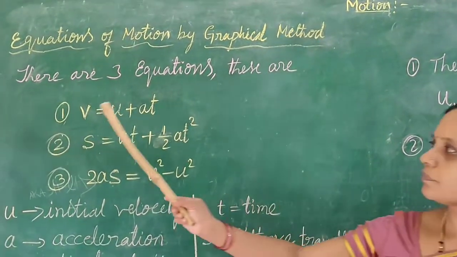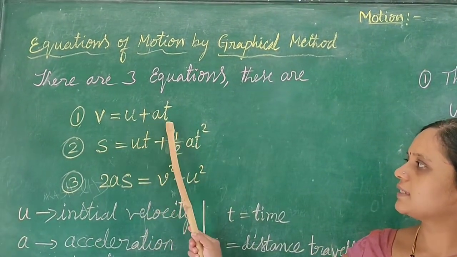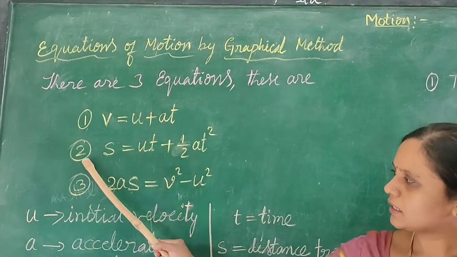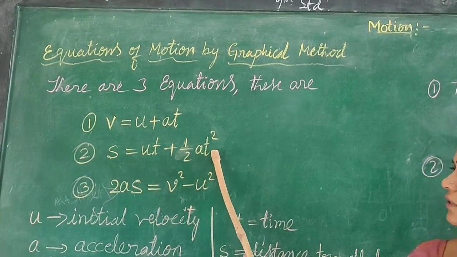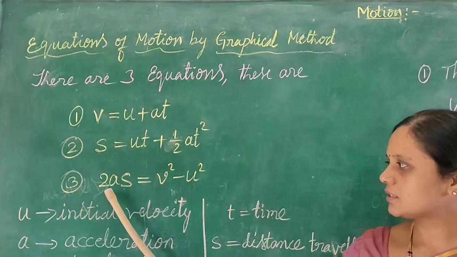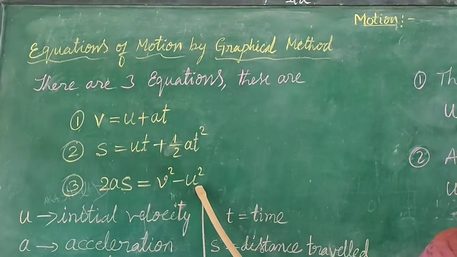These are: the first equation is v equal to u plus at. The second equation is s equal to ut plus half at square. The third equation is 2as equal to v square minus u square.